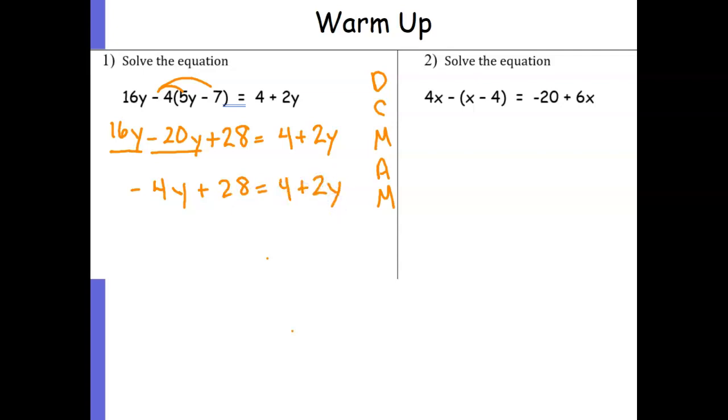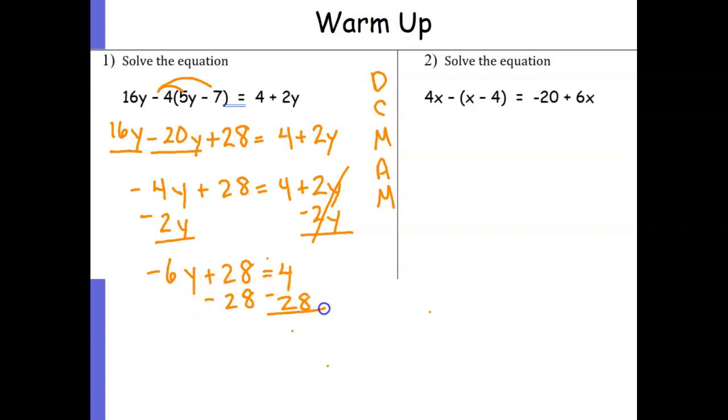We're going to move the variable to one side, so I'm going to take the 2y and move it over by subtracting 2y from both sides. When we do that, negative 4y minus 2y is negative 6y plus 28, and that's going to be equal to 4. And then we're going to add, or in this case, subtract the constant, which is 28. So we're going to subtract 28 from both sides. Negative 6y is going to be equal to negative 24. And then we divide both sides by negative 6. So our y is equal to 4. So you should have gotten y equals 4.